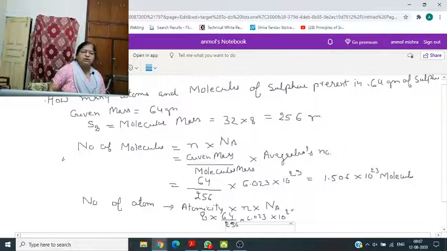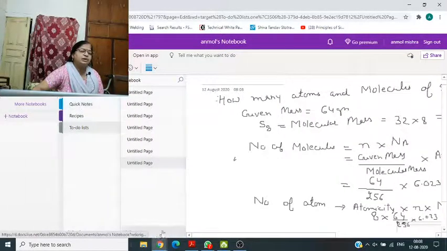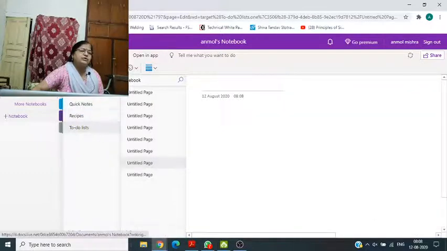So it will come out 1.2 into 10 to the power 24 atoms. Now similarly we can find out for any molecule, this I have given you for a molecule. One more example I will give you, that is for a compound, that is any compound.